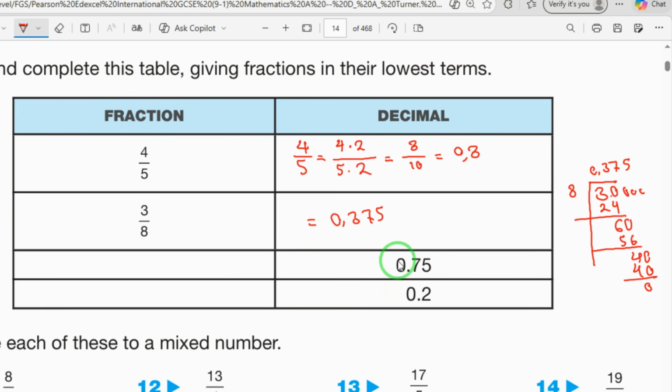We come to question number 9, how can we solve this question? Here we have 0.75. To convert this to a fraction, we write 75 over 1 in the denominator, and count the number of decimal places. We have 2 decimal places, 1 and 2, so we write 0s to the right side of 1. The answer is 75 over 100.